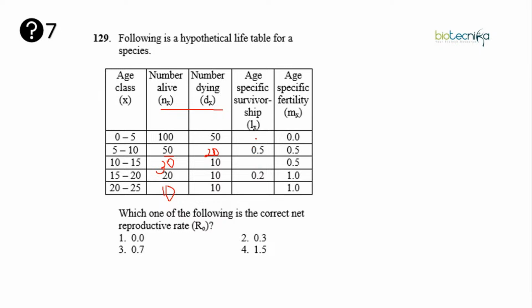Now can you find out lx? What's the formula of lx? It is nx by n0. So what is n0? It is 100. So 100 upon 100 is 1. 50 upon 100 is 0.5. 30 upon 100 is 0.3. 20 upon 100 is 0.2, 10 upon 100 is 0.1.